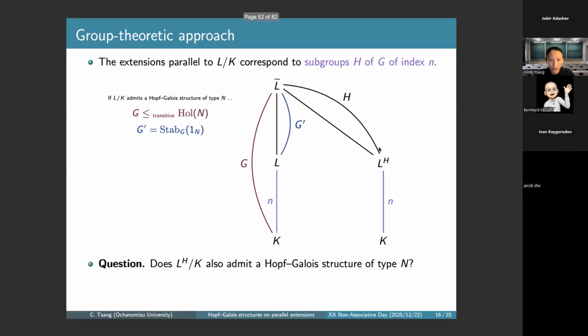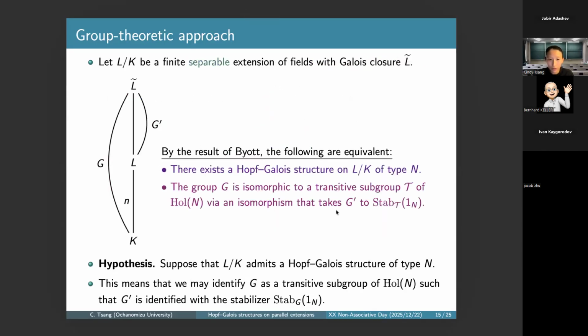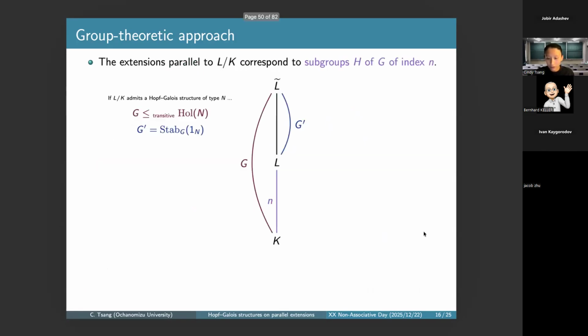And now what we want to know is, does the parallel extension also admit a Hopf Galois structure of type N? Well, to decide whether this is the case, we use the same equivalence and same result mentioned right here. To see whether it has a Hopf Galois structure of type N, we find the Galois group, and then we see if it's isomorphic to a transitive subgroup of the holomorph of N by an isomorphism that takes the upper group here to the stabilizer. So what we have to do is look at this extension now.